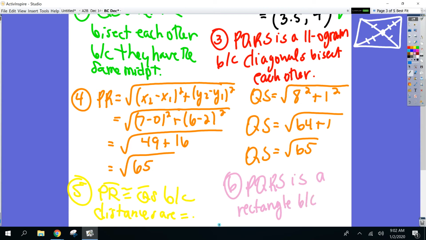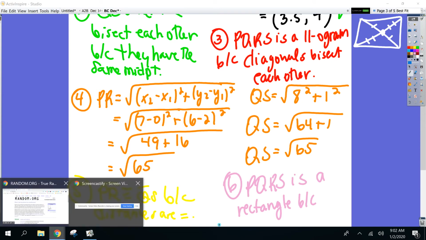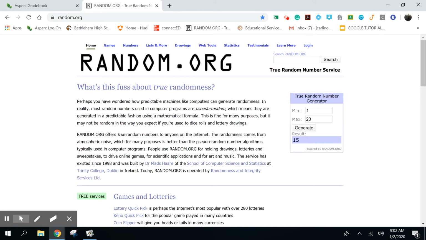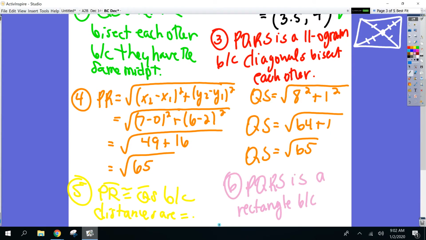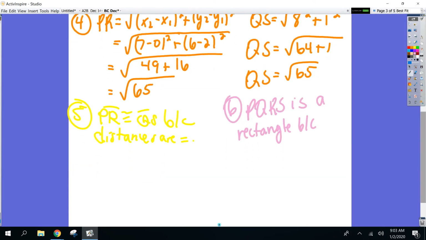Okay, let's see if somebody's got a good conclusion here. Why? Remember, use the work that you already did. How do you know it's a rectangle now? 15. Why is this a rectangle? Okay, need more than that. Need more than that.